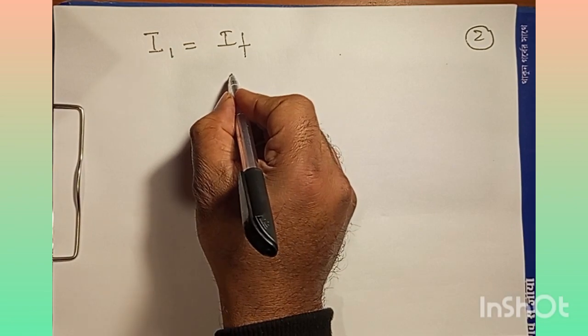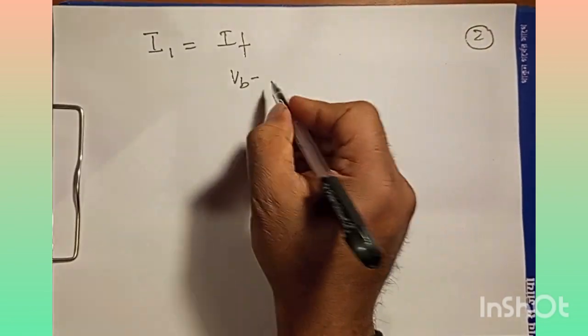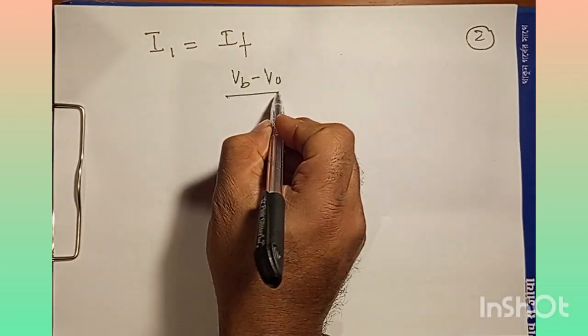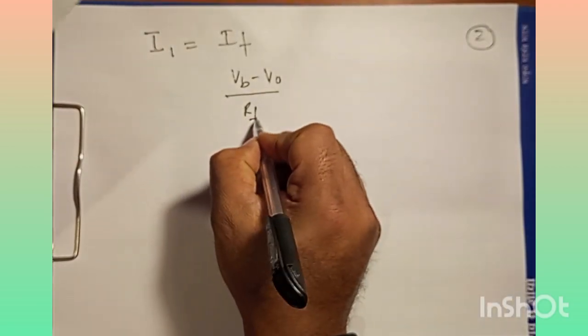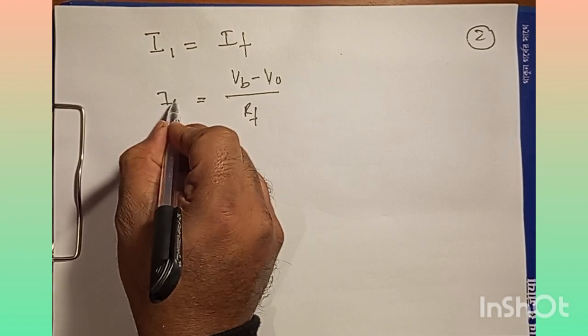Now let us see what IF is. That is from VB to V0. So this is VB minus V out, divided by RF. Okay, so this is my I1.